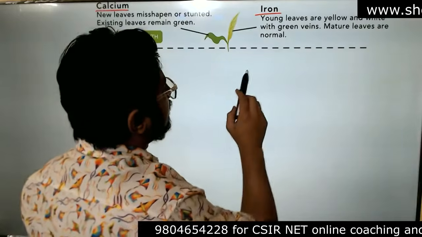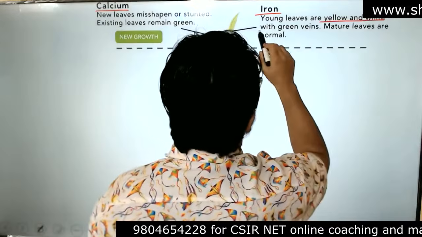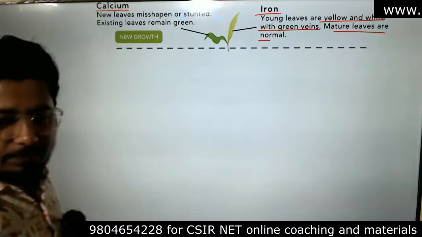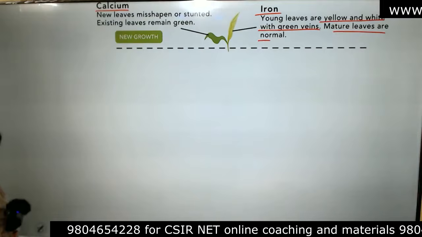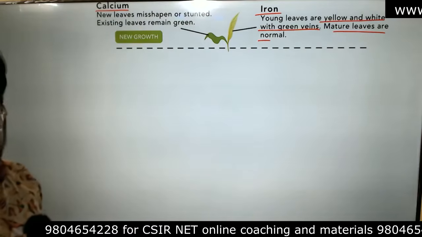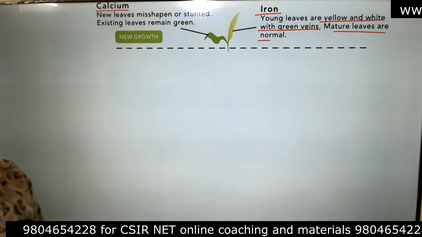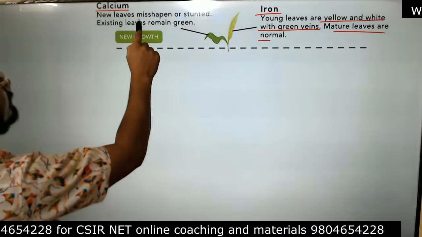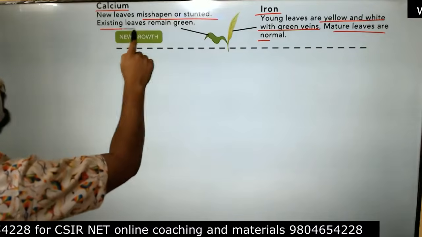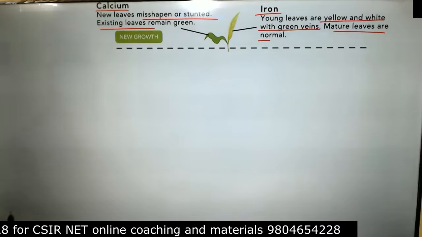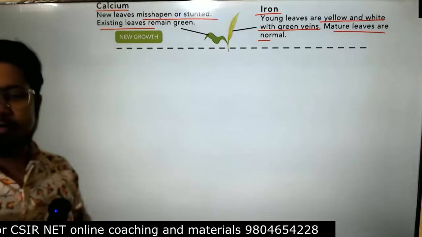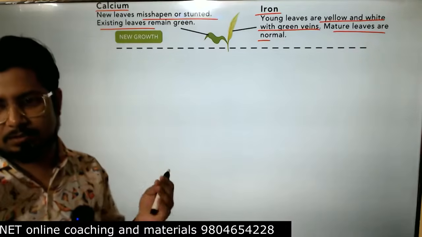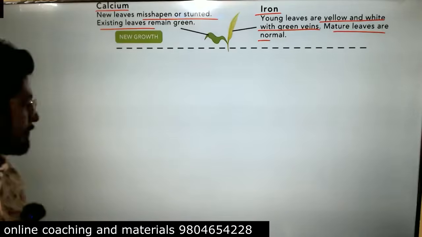Iron deficiency causes young leaves to turn yellow and white with green veins. Mature leaves are normal. So if iron deficiency is present, the very young leaves will be yellow in color, but once they mature, they will be normal color. That's the deficiency of iron. If there is a deficiency of calcium, the new leaves are misshapen or stunted. Existing leaves remain green. New leaves will not even form, or even if they start forming, they will be stunted. They will not be a proper shape or size.